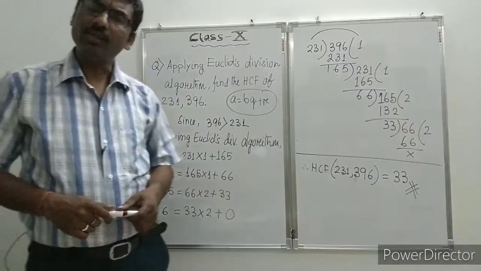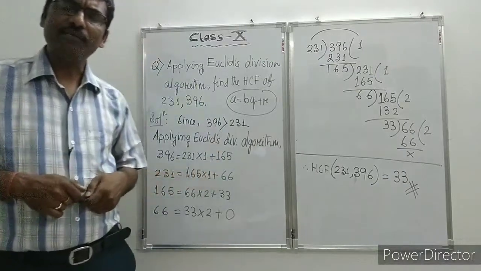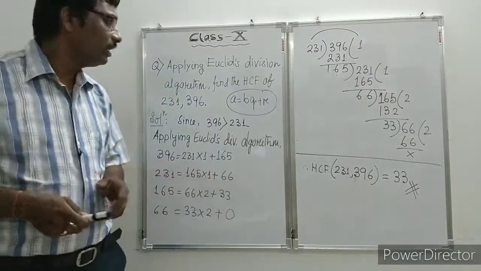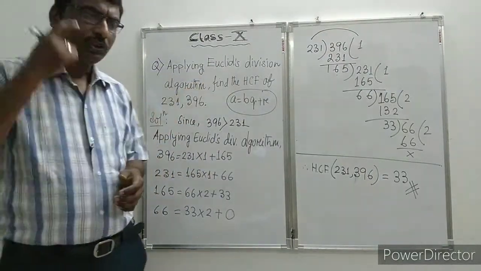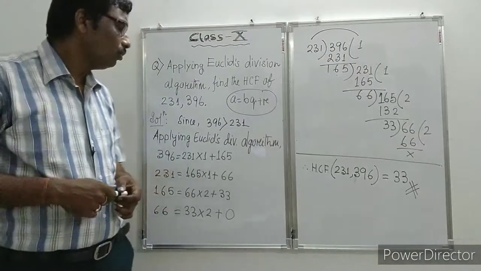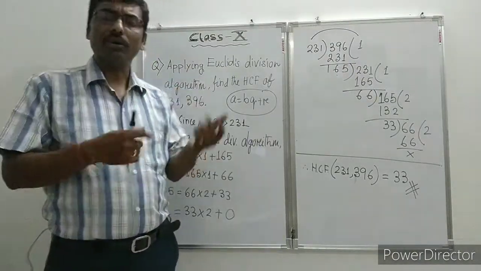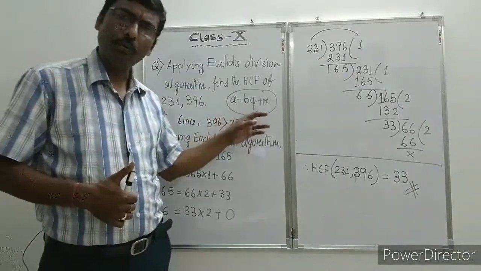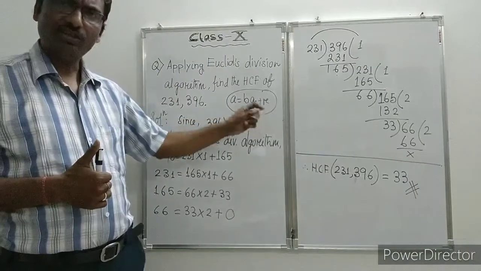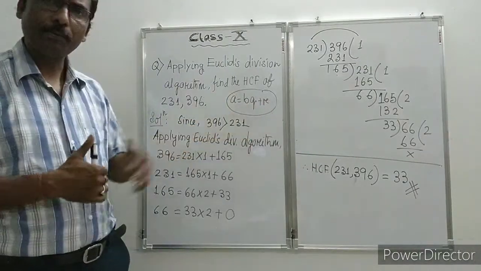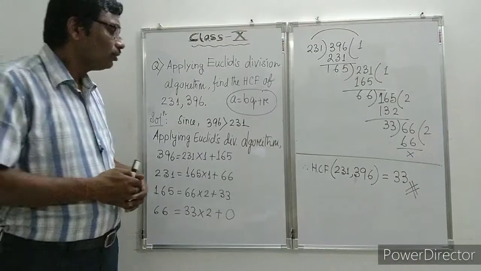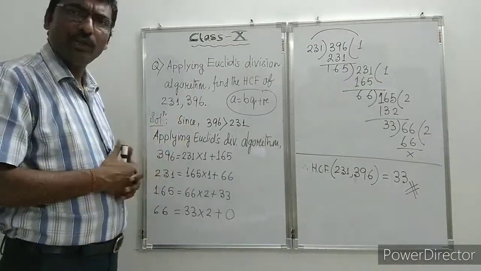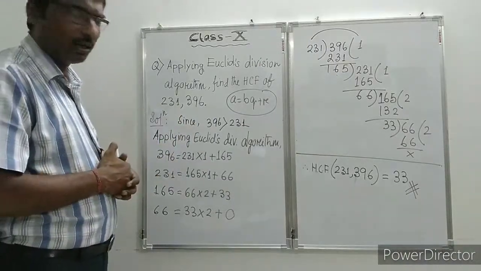Now we will discuss how to find the HCF of 2 or 3 numbers by applying Euclid's division algorithm. Before doing this, you have to remember or recall Euclid's division lemma. It was a equals bq plus r, where r is 0 or more than 0 but less than b. So we first have to think which one is the greater number, because generally we divide a greater number by a smaller number.